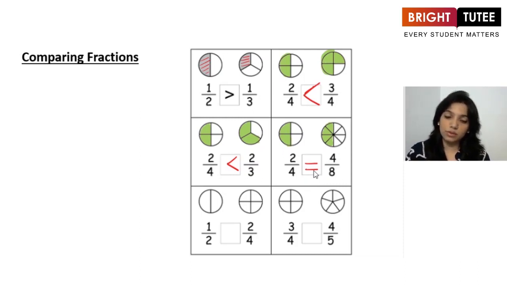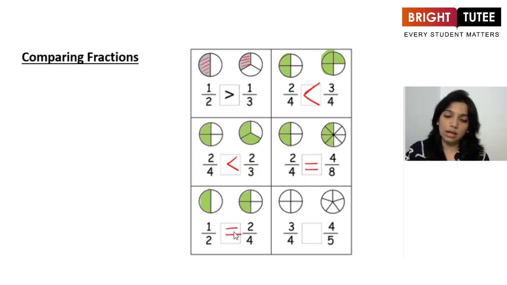Now let's do the next one. It says 1 out of the 2. So we have shaded 1 part out of the 2 parts. And here it says 2 out of 4. So now again, what do we see? In both these images, we clearly see that we have shaded equal part. So they are equal fractions.